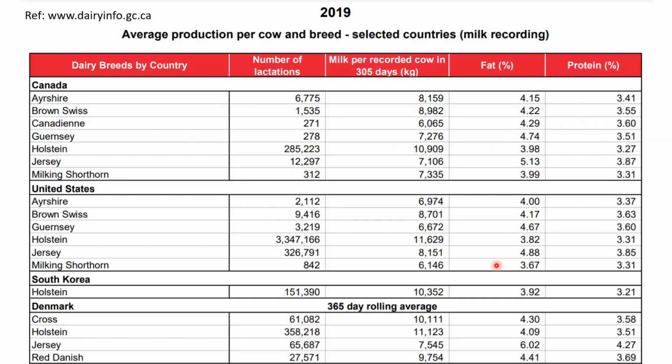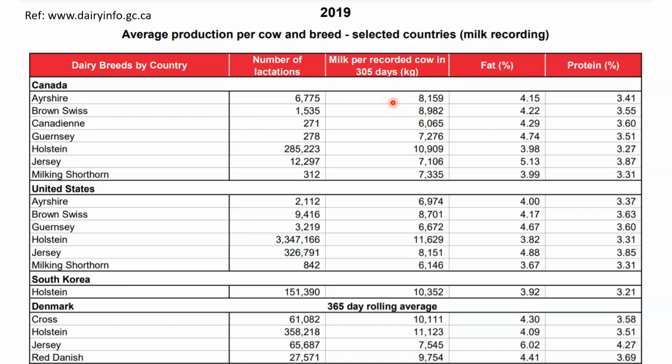Right. So now, look at this column. It says milk per recorded cow in 305 days, right? So what does it mean? It means multiple things here. Not all cows are subjected to milk recording. The general term we use in the field is milk recording.